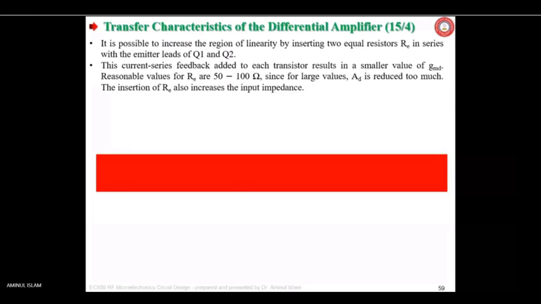It is possible to increase the region of linearity by inserting two equal resistors RE in series with the emitter leads of Q1 and Q2. This current series feedback added to each transistor results in a smaller value of GMD. Reasonable values for RE are 50 to 100 ohm, since for large values GMD is reduced too much. The insertion of RE also increases the input impedance. So there are pros and cons of this insertion of RE.